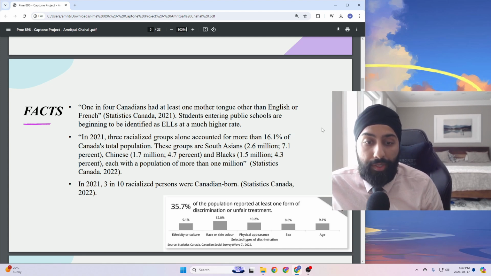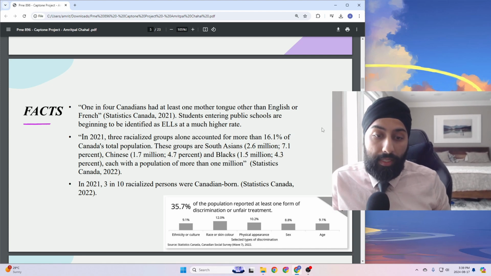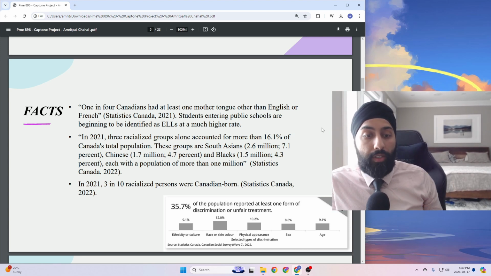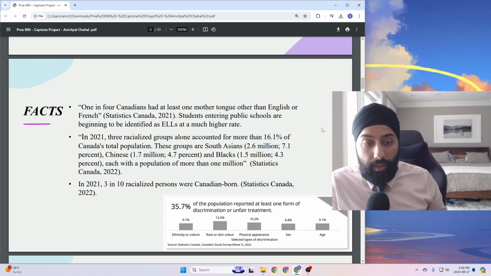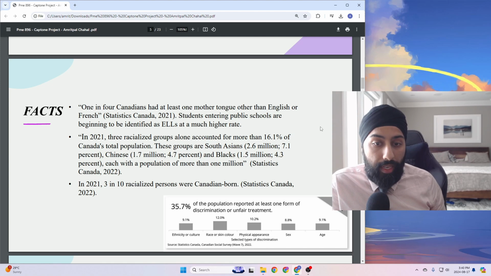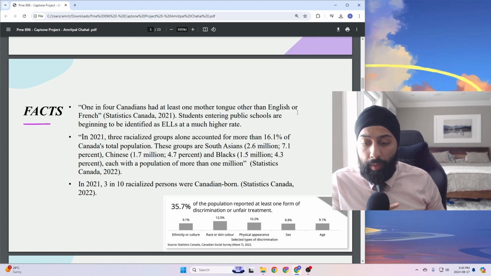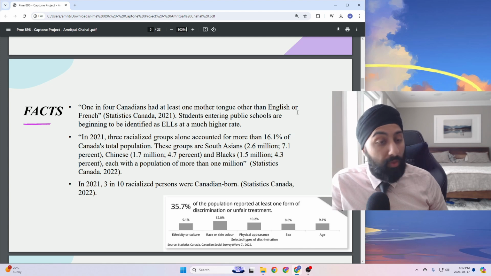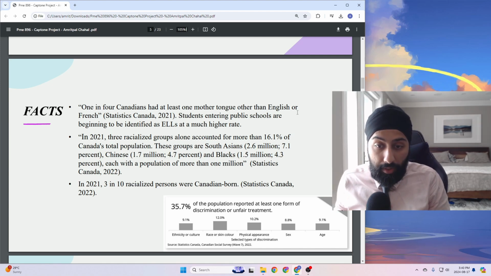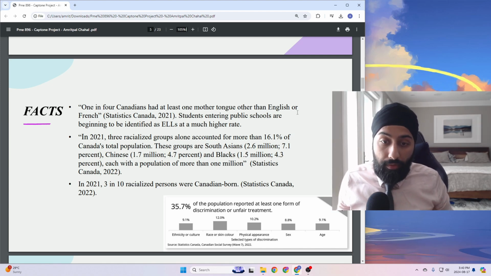35.7% of the population reported at least one form of discrimination or unfair treatment. This includes their ethnicity or culture, race or skin color, physical appearance, sex, and age. And this is really, really important because we can assume students entering the public school are beginning to be identified as English language learners at a much higher rate. Our population in our schools is filled with more diverse peoples, and there is still unfair treatment that is happening to them.